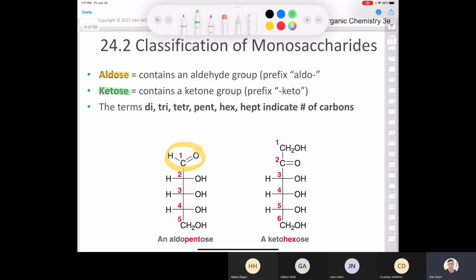If you look at the next compound, you see that it has a ketone functional group towards the top. And so it is some kind of ketose, and it has a total of 6 carbons. So we call it a ketohexose, again, because it has 6 carbons. And so you can classify monosaccharides as either being an aldose or a ketose. And then we use the terms di, tri, tetra, penta, and so on to indicate the total number of carbons in the carbohydrate. All right, there we go.